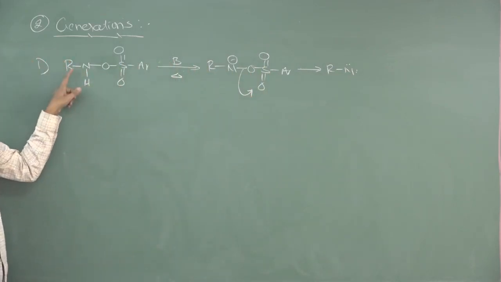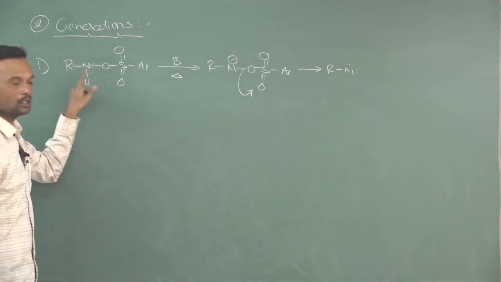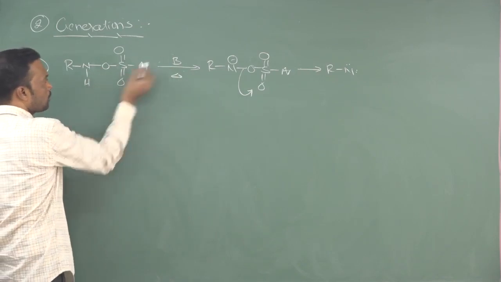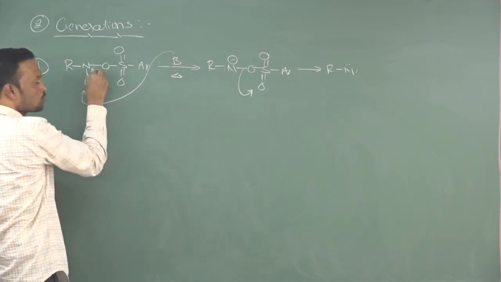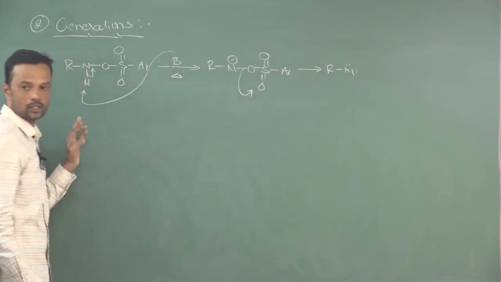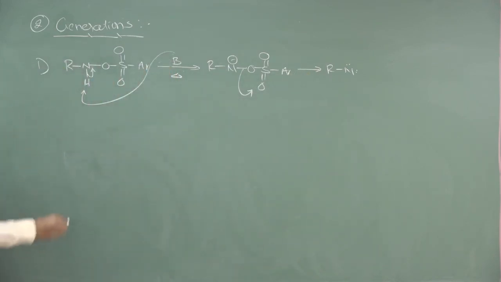Hydroxylamine. What is NH2OH? Hydroxylamine. This is called a hydroxylamine derivative. This undergoes basic treatment. This base will take this proton and these electrons will migrate here, and thermally they will decompose and form nitrene. So nitrenes are monovalent nitrogen intermediates.